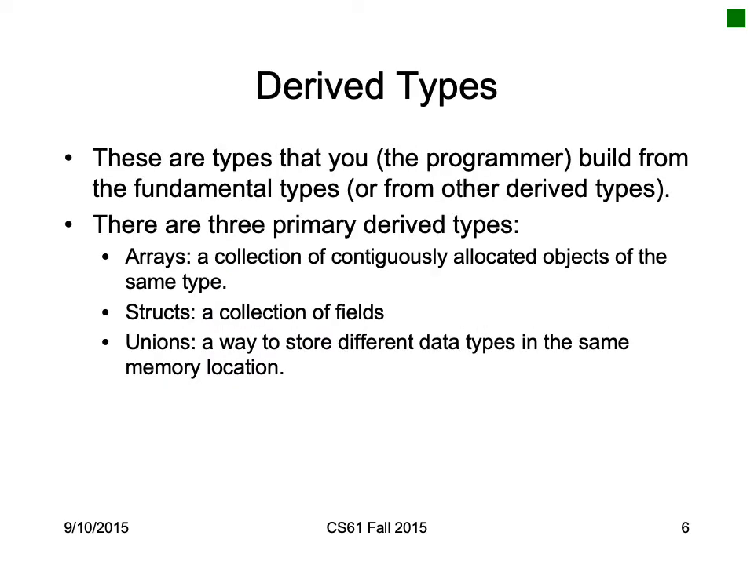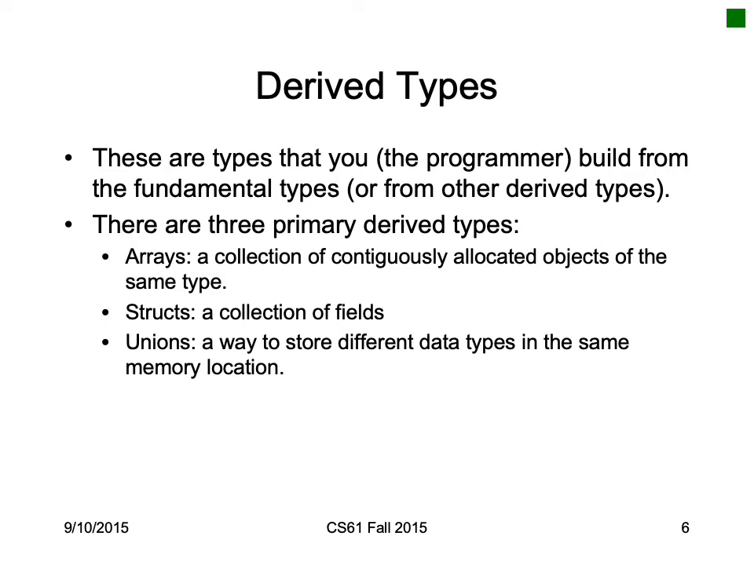Perhaps more interesting, though, we have derived types as well. Derived types are composed of fundamental types or other derived types, and there are primarily 3 different ways that we can construct more complex types. I'm guessing that you've all seen arrays, which are a collection of contiguously allocated objects of the same type. We'll talk about that in a minute. Then there are structs, which let you take a collection of fields potentially of different types and bundle them together. And then we have unions, which are a way of storing different data types in the same memory locations.